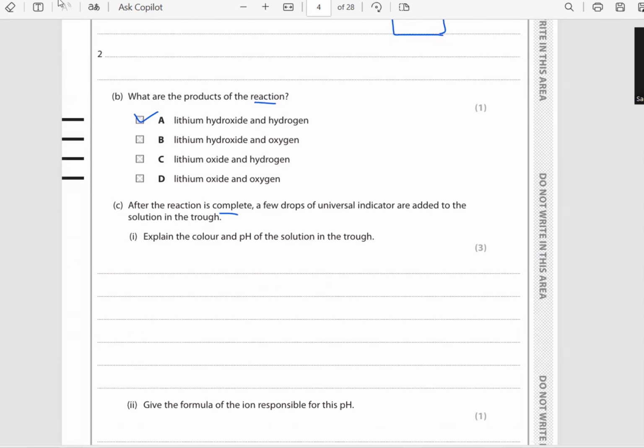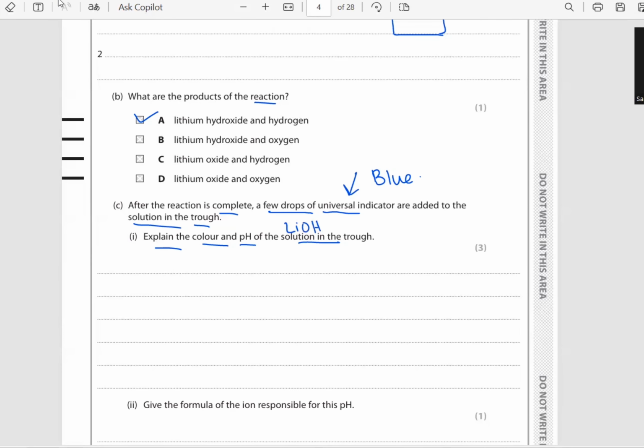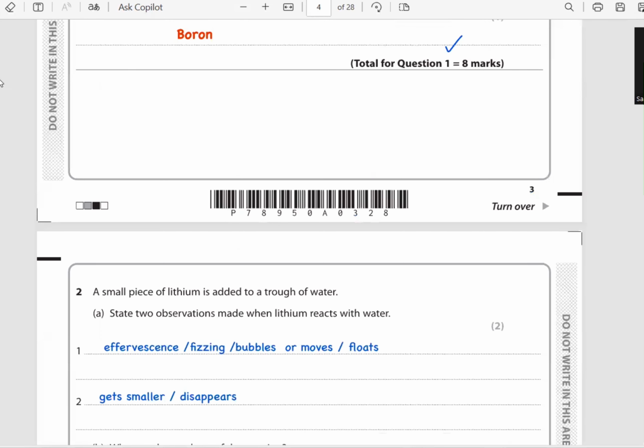After the reaction is complete, we are adding a few drops of universal indicator to the solution in the trough. Explain the color and pH of the solution in the trough. Universal indicator is giving blue or purple color in an alkaline solution, and because LiOH is an alkaline solution, the color will be blue or purple. pH will be around 14 because 14 is a strong alkaline pH.